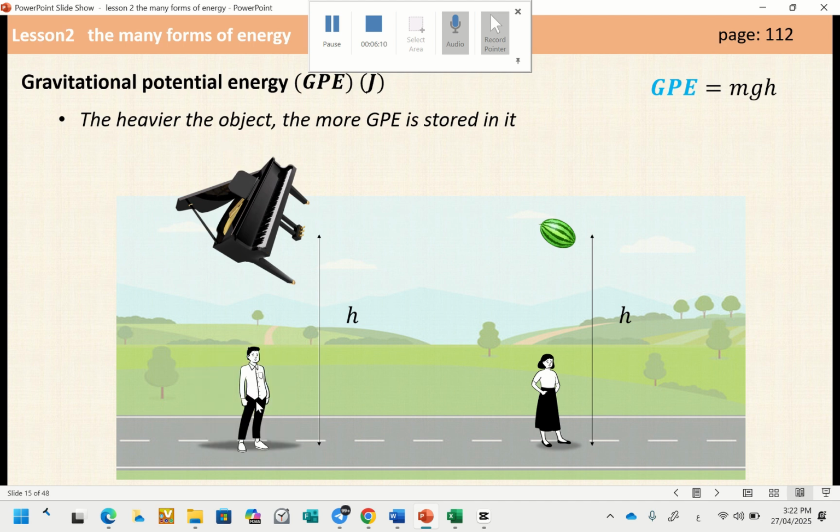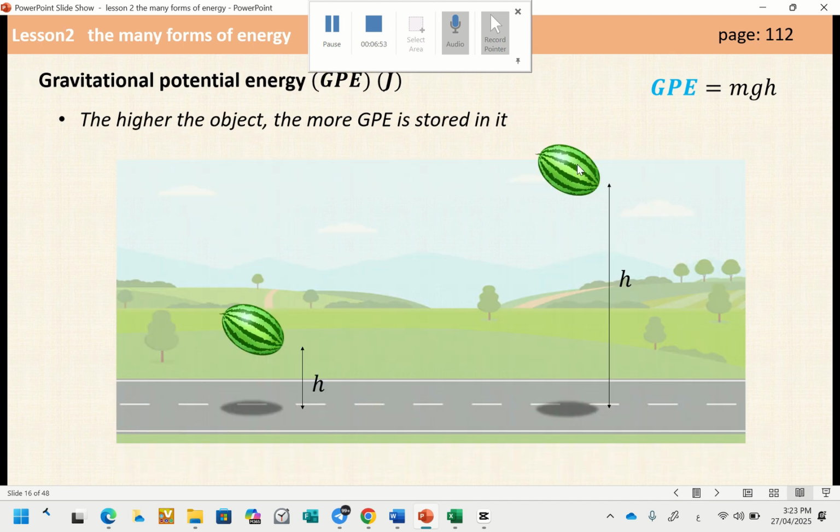So, if the piano falls on this person, he will definitely die because this piano holds a lot of stored energy, and this stored energy will convert into kinetic energy. And this big amount of kinetic energy will crush this person. While here, the watermelon has a small mass, so it will have a smaller amount of energy stored in it. And this small amount of stored energy will turn into a small amount of kinetic energy, which will not harm this person, not as much as the first person anyway.